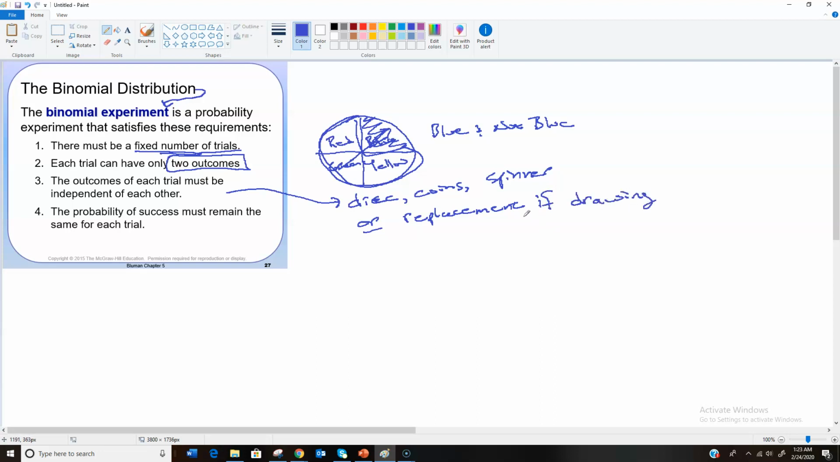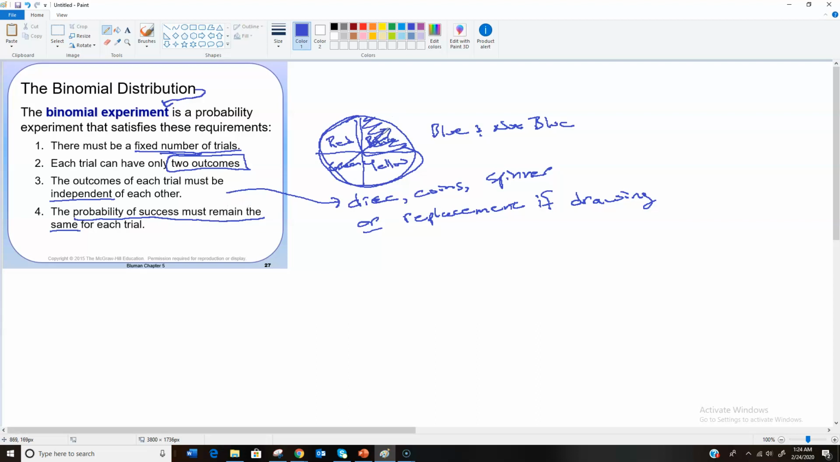So if you're drawing something, then you have to replace it so that they are independent of each other. So each time you start, it resets itself. And because of that, the probability of success must remain the same. Because they're independent of each other, the probability of success remains the same from trial to trial. So from coin flip to coin flip, or from spin to spin, or from draw to draw, the probability of getting what you want stays the same.